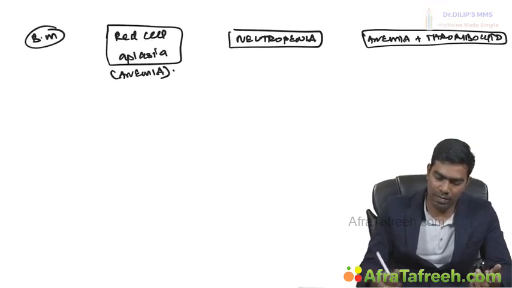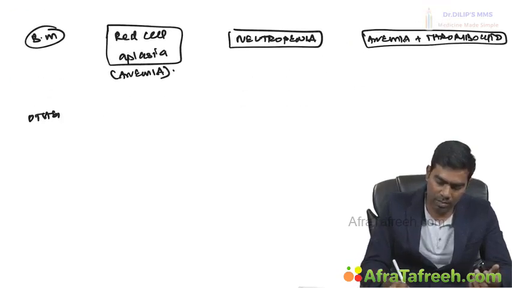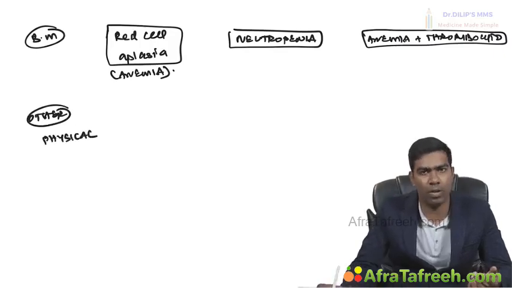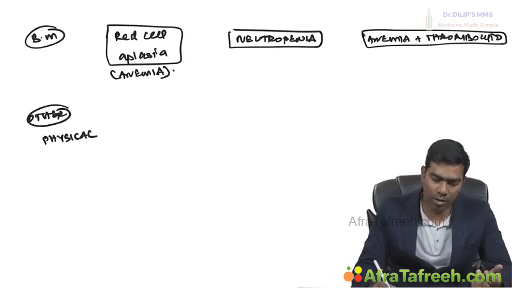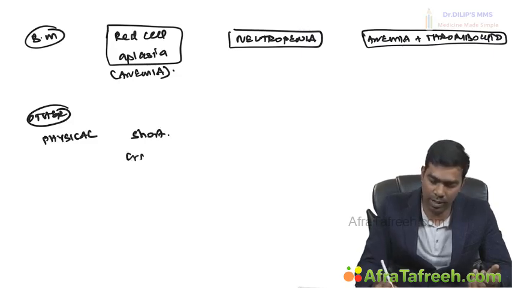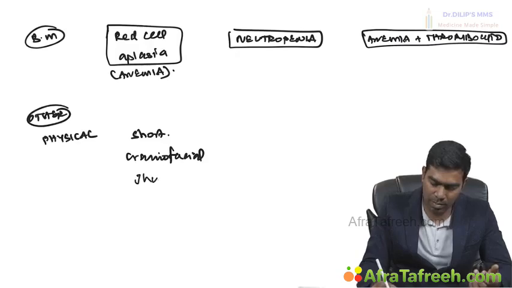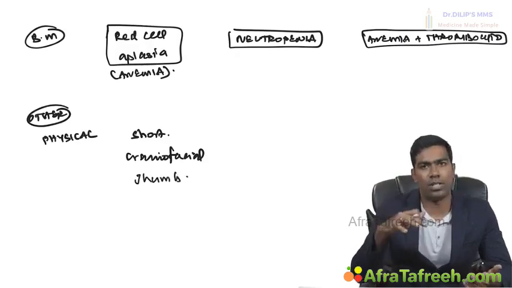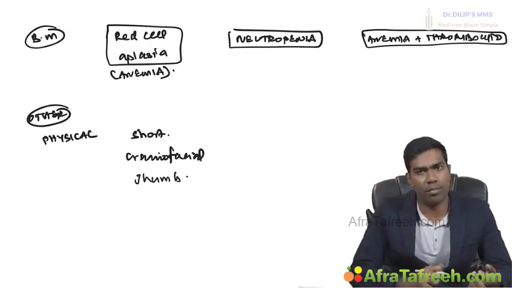So there are a lot of other effects. If you ask me other effects, number one, you have physical effects like Fanconi anemia. What are the physical effects you are going to get? Short stature. Patient will be short and the patient will be having craniofacial defects. At the same time, patient may also have thumb-related abnormalities. So short stature, craniofacial defects and thumb-related abnormalities.